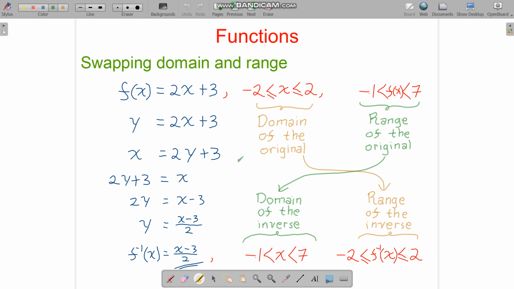Swapping domain and range. So the domain is from -2 to 2. We can calculate the range, which is from -1 to 7. The domain of the inverse is exactly the same as this, but we use x instead of f of x. And for the range, just like this, from -2 to 2, but we use f inverse of x instead of x.